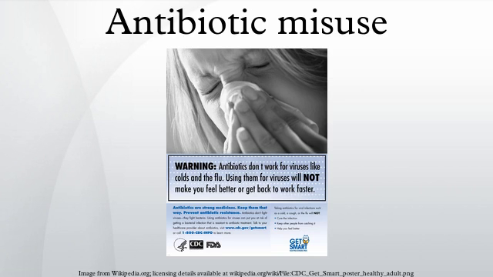Antibiotic misuse, sometimes called antibiotic abuse or antibiotic overuse, refers to the misuse or overuse of antibiotics, with potentially serious effects on health. It is a contributing factor to the development of antibiotic resistance, including the creation of multidrug-resistant bacteria, informally called superbugs. Relatively harmless bacteria can develop resistance to multiple antibiotics and cause life-threatening infections.